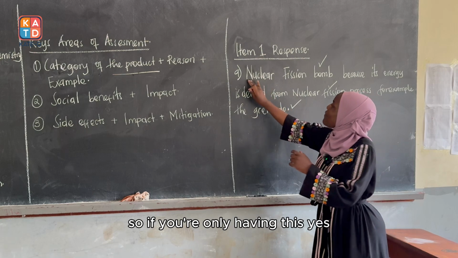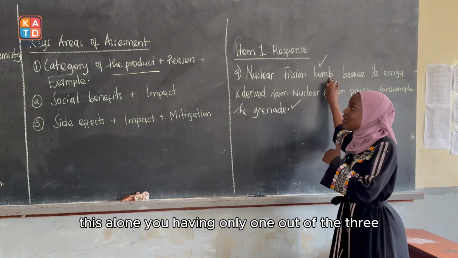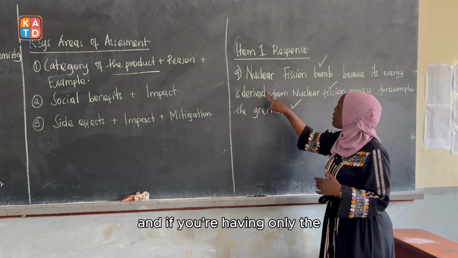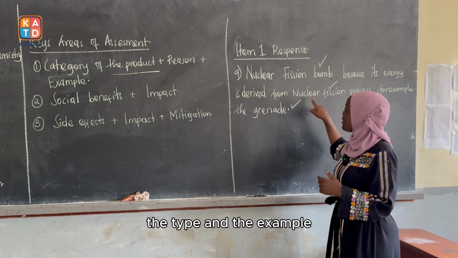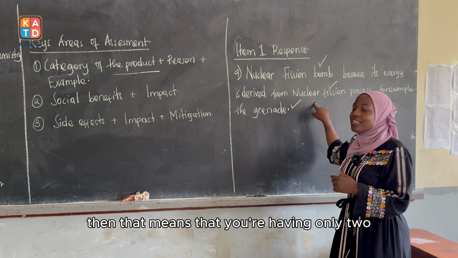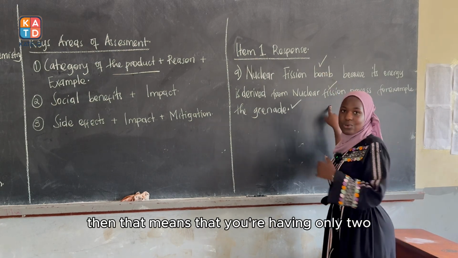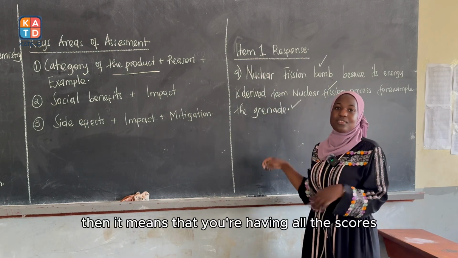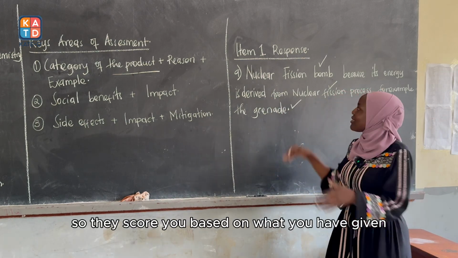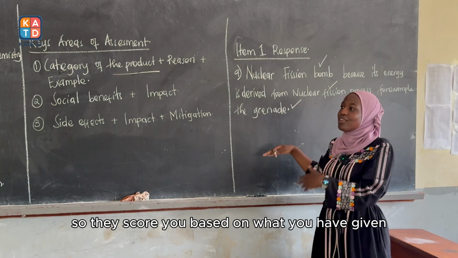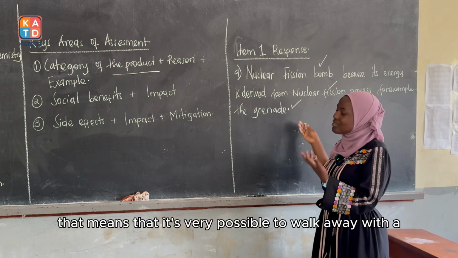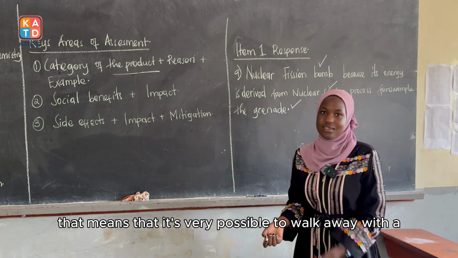So if you're only having just this alone, you're having only 1 out of the 3. And if you're having only the type and the example, then that means that you're having only 2. If you're having both of them, then it means that you're having all the scores. So they just score you based on what you have given. If you've given something that is quite different or something that is wrong, then it's very possible to walk away with a 0.